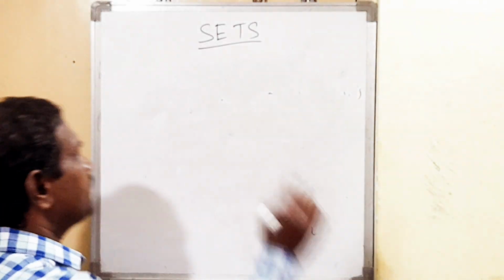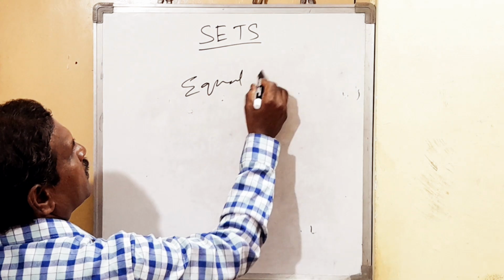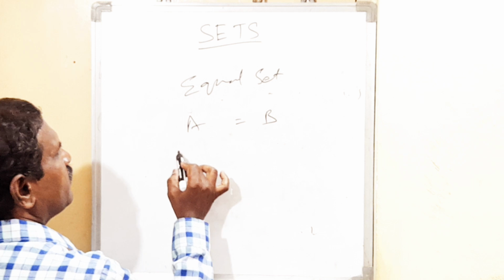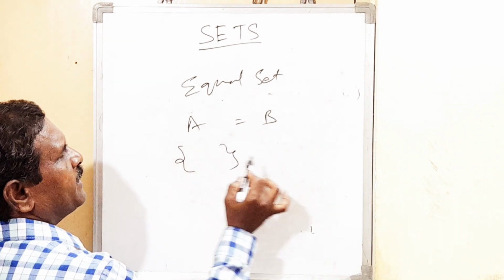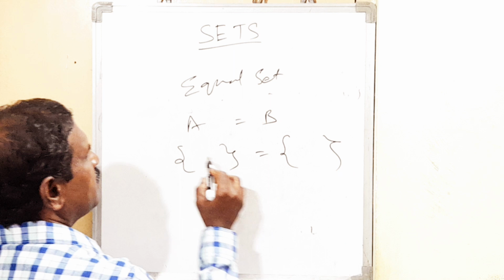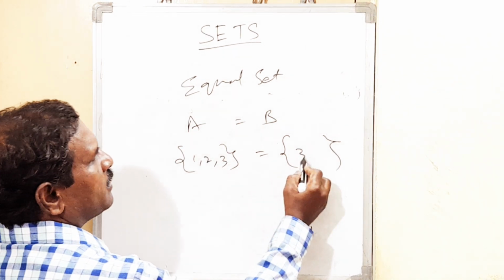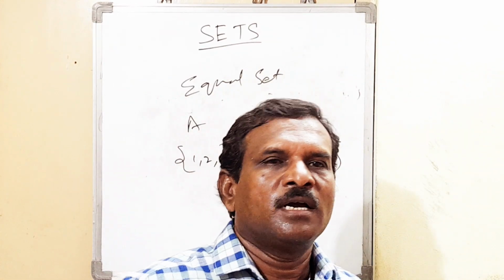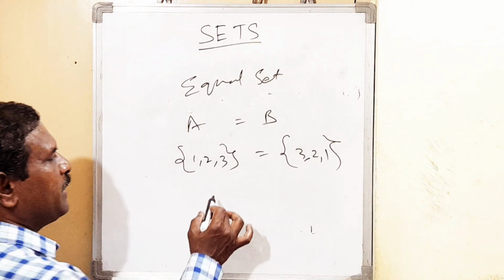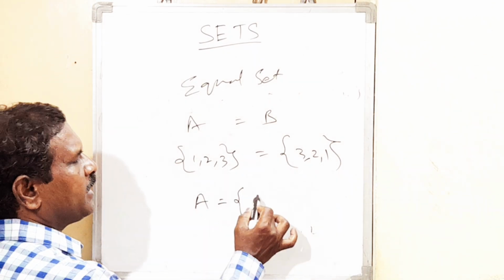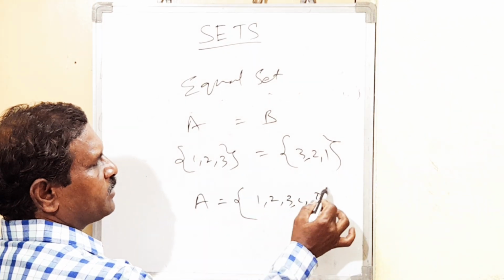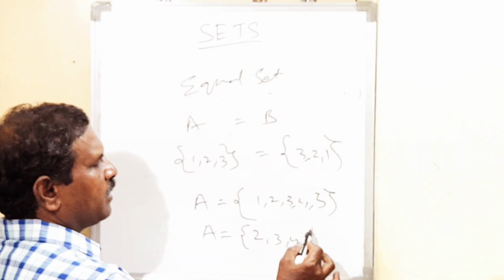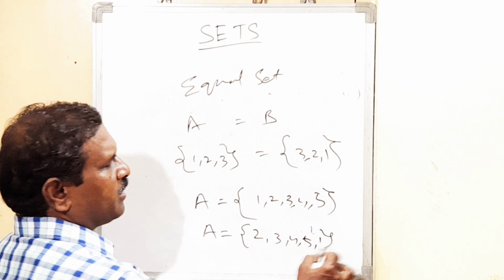Now equal sets. What are equal sets? Two sets are said to be equal if they have the same number of elements and the same elements. Like in this set, I have 1, 2, 3. In this, 3, 2, 1. So these two are equal sets. And one important thing we should remember: in sets, order is not important. Suppose A is equal to 1, 2, 3, 4, 5, we can write this as 2, 1, 3, 4, 5. Any order, you can write in any order.